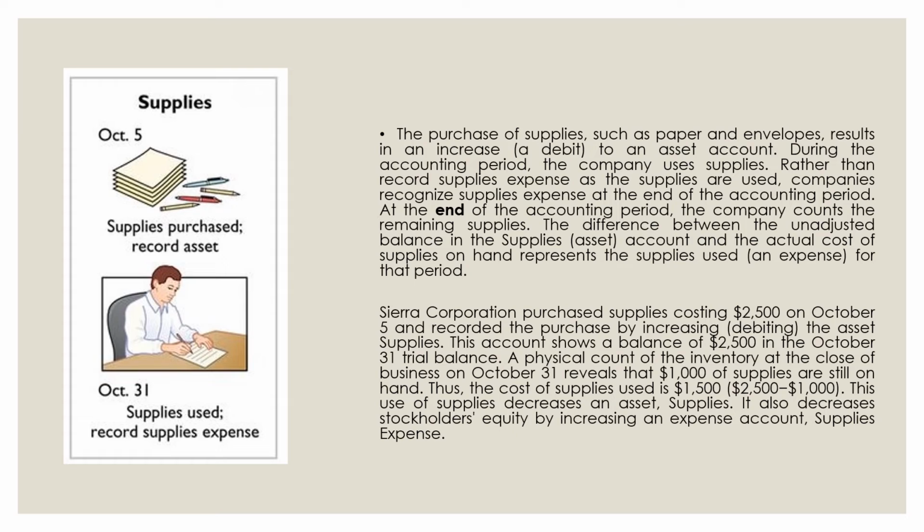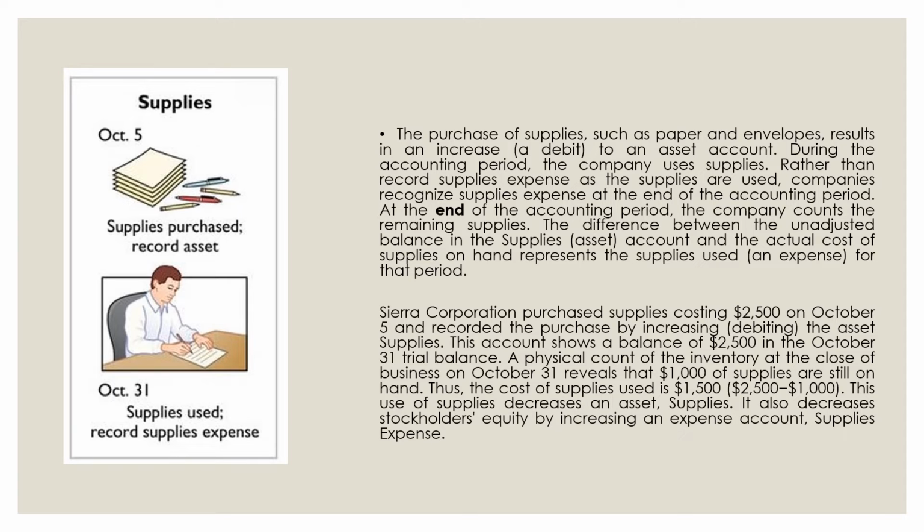At the end of the accounting period, the company counts the remaining supplies. The difference between the unadjusted balance in the supplies asset account and the actual cost of the supplies on hand represents the supplies used, an expense for that period, right? So our company purchased supplies costing $2,500 on October 5th, and we record the purchase by debiting the asset supplies account. The account shows the balance of $2,500 in the October 31st trial balance.